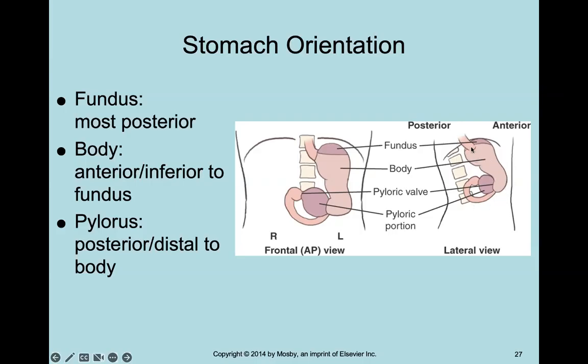So the fundus is the most superior, but also the most posterior. So the fundus is the part that is closest to the spine. The body is the most anterior, okay? And the pylorus is going to be the most inferior or distal, and also goes back posteriorly. But the most posterior part of the stomach is the fundus, okay? So it goes back, forward, and back, okay?